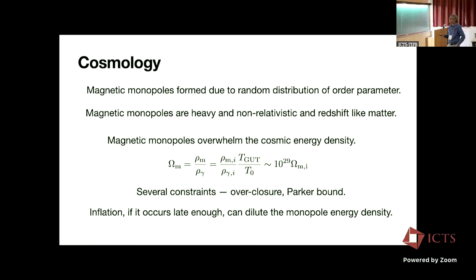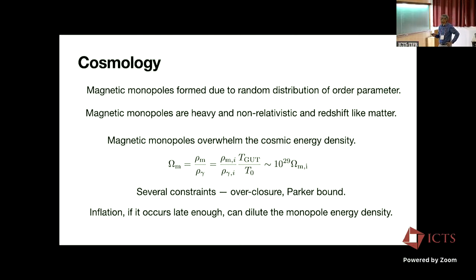So the formation of magnetic monopoles is exactly as we described earlier: you have to assign this phi vector, or whatever the order parameter is, to different parts of space. And just by chance, you will get places where the order parameter looks like a hedgehog. And if you have a hedgehog configuration, then you're forced to have a magnetic monopole somewhere. So the magnetic monopoles are formed due to this random distribution of the order parameter.